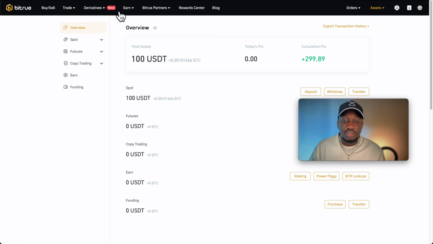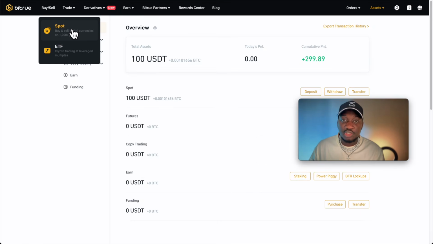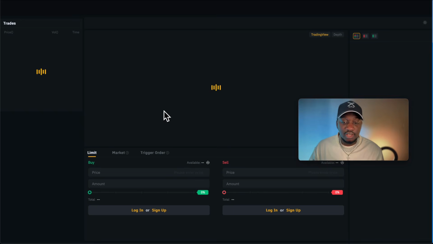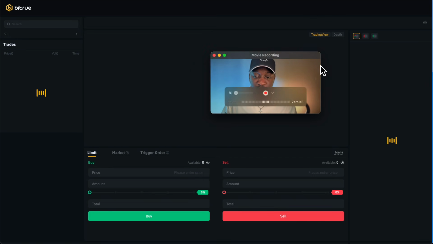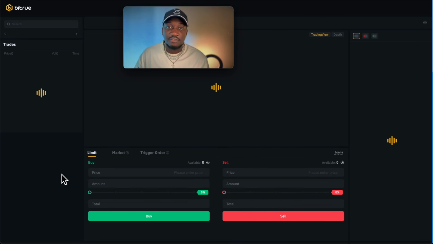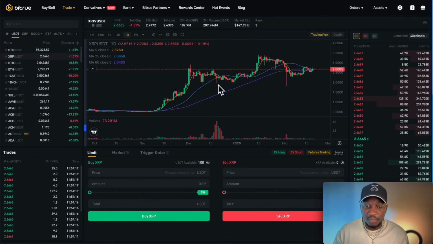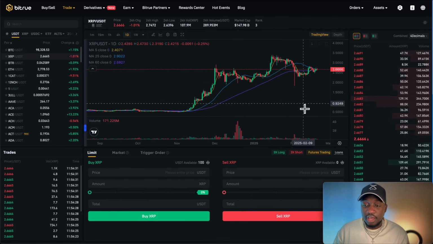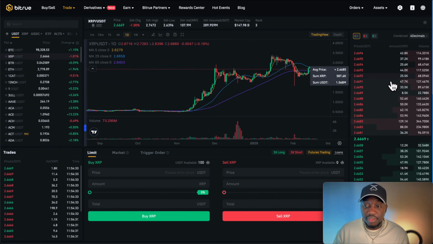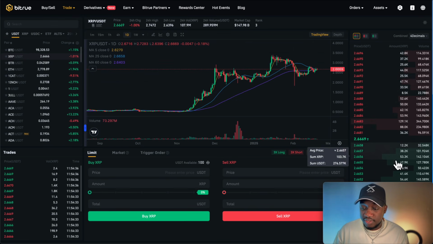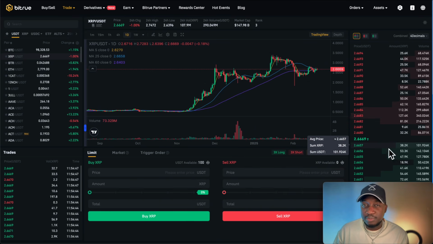You know what I mean? So what you want to do is you want to go to where it's written spot trading like this, and you're going to see a spot trading dashboard that looks like this, and this is the user-friendly spot trading dashboard. As you can see, I've got my chart right here, and this is chart provided by TradingView, and right here I've got order book, and these numbers in red, these are people that are putting sell orders, and these numbers in green, these are people that are putting buy orders. And I'm going to explain to you how this works.